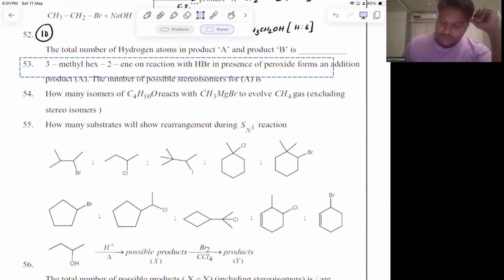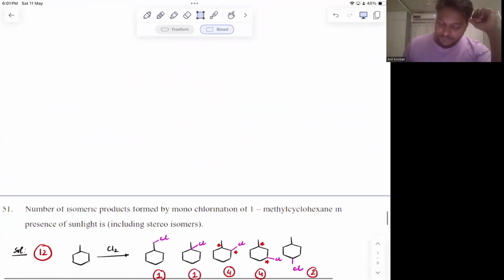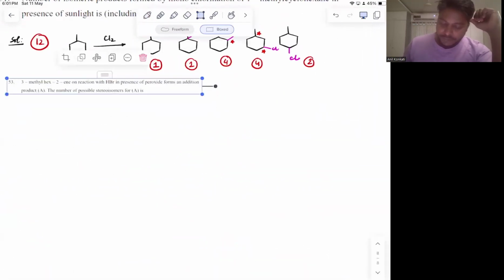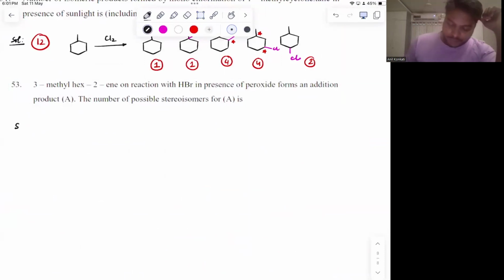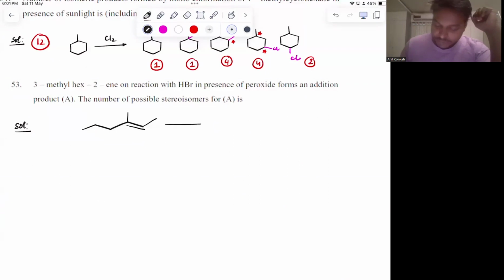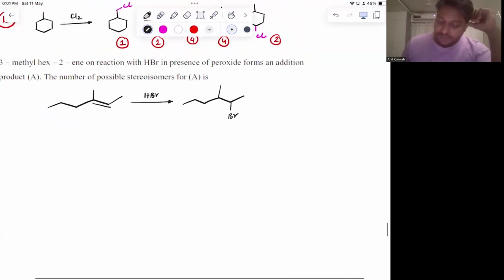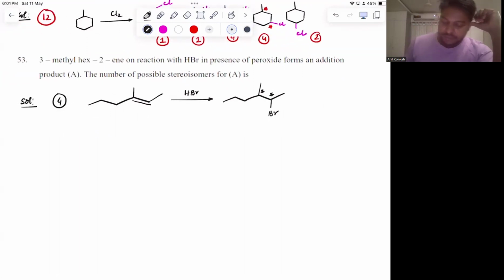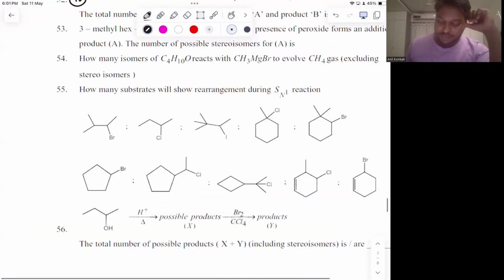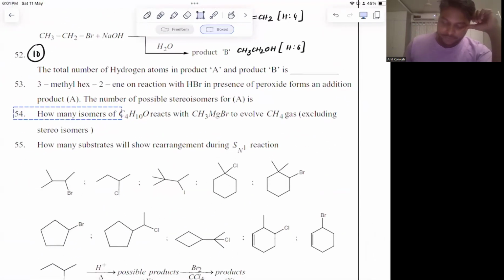Let us see this 53. 3-methylhex-2-ene. Like this, we have 1, 2, 3, 4, 5, 6. This is 2-ene and 3-methyl. When you treat this with HBr in the presence of peroxide, Br should be coming here. If Br comes here, this is one chiral center, this is one chiral center. That makes it 4 compounds here. So the question asked was how many compounds we can get. Next, 54.